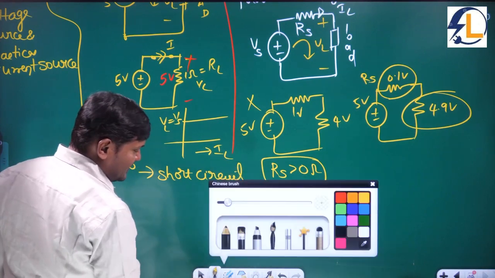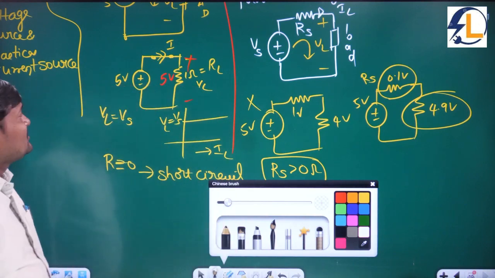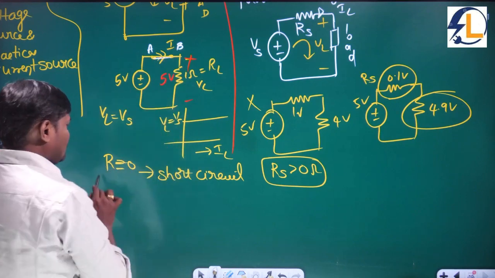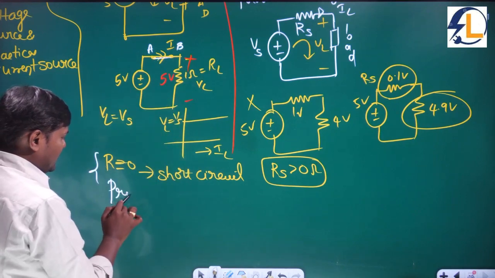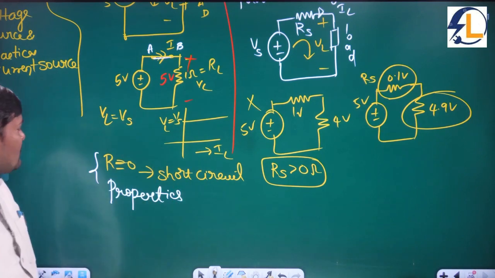This is very, very important. Resistance 0 means voltage is 0. Voltage 0 means short circuited here. So let us say this terminal is A and B. This is called the short circuit properties. What is this property called? The short circuit properties.